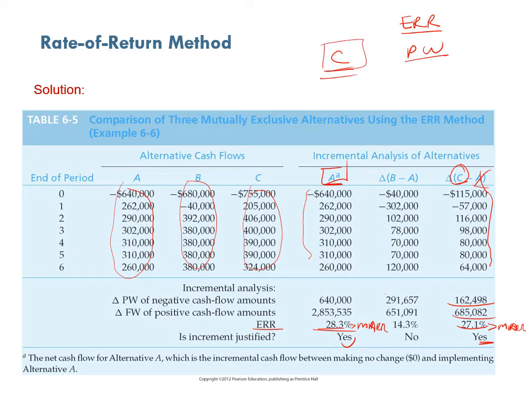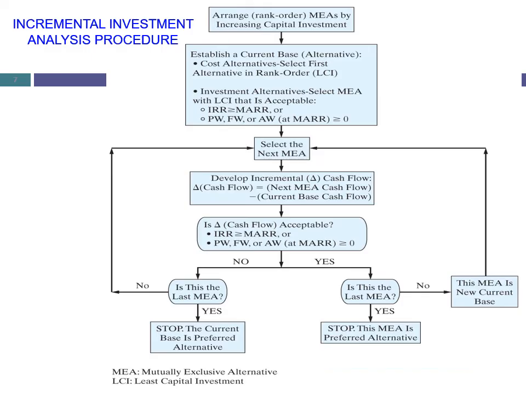C is the preferred alternative. So we can summarize the incremental investment analysis procedure with such a flow chart. This flow chart summarizes what we did in the previous examples. In incremental analysis, we start by arranging or sorting the mutually exclusive alternatives with respect to their increasing capital investments.